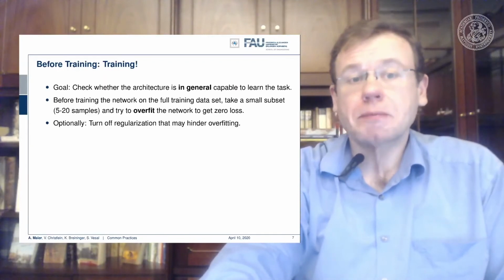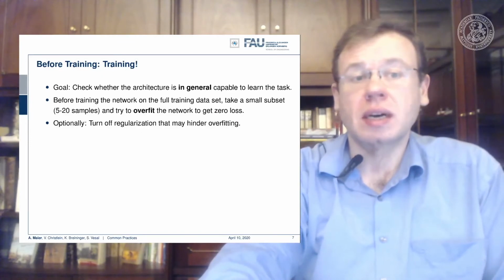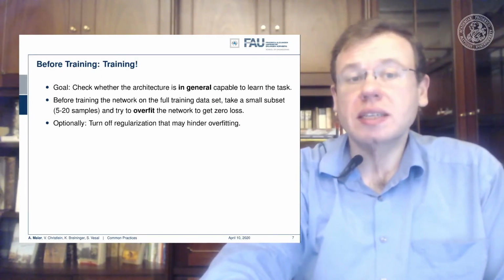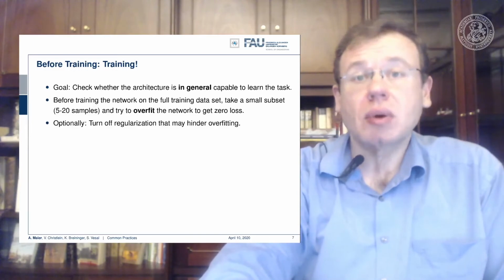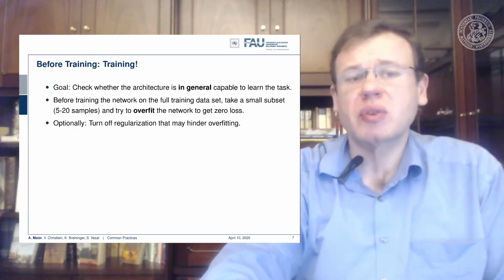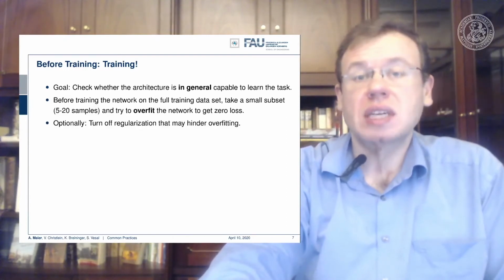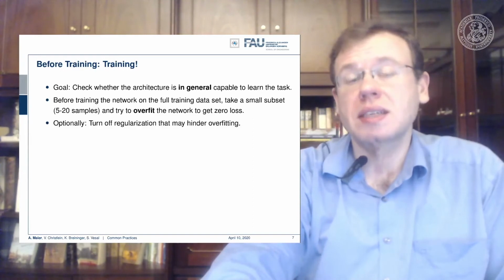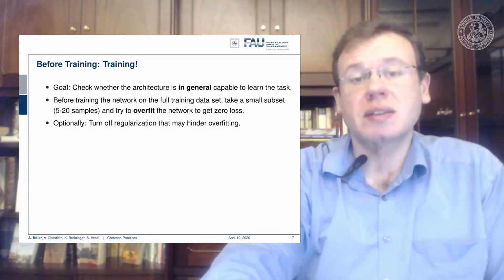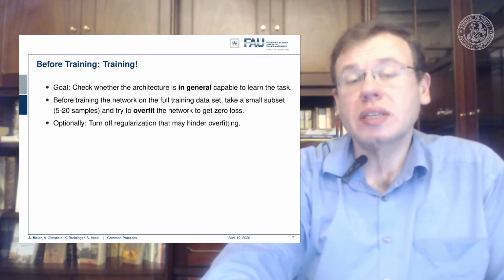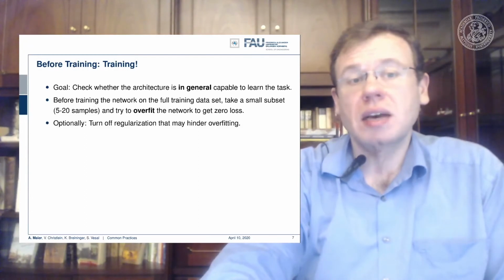Let's go to the training. First, you check whether the architecture is in general capable of learning the task. So before training the network on the full data set, you take a small subset of the data, maybe 5 to 20 samples, and then try to overfit the network to get a zero loss. With so few samples, you should be able to memorize the entire data set. Then you know that your training procedure actually works and you can really go down to zero loss. Optionally, you can turn off the regularization because it may hinder this overfitting procedure.